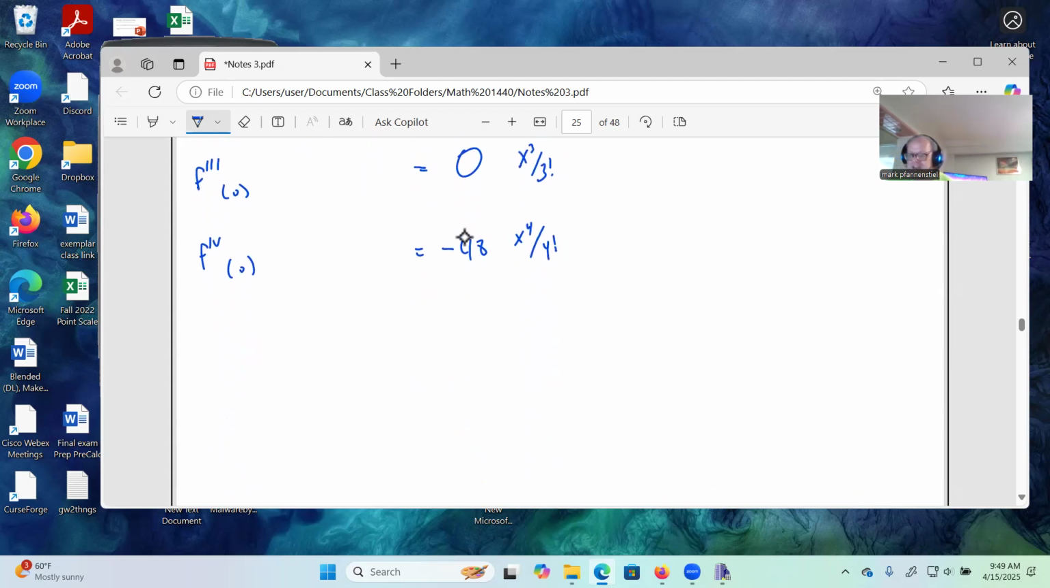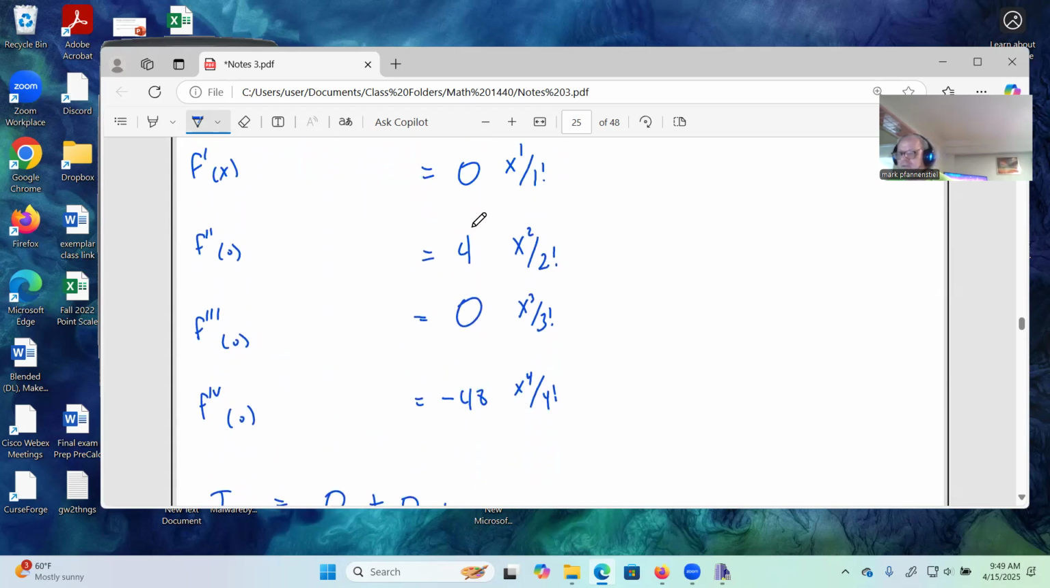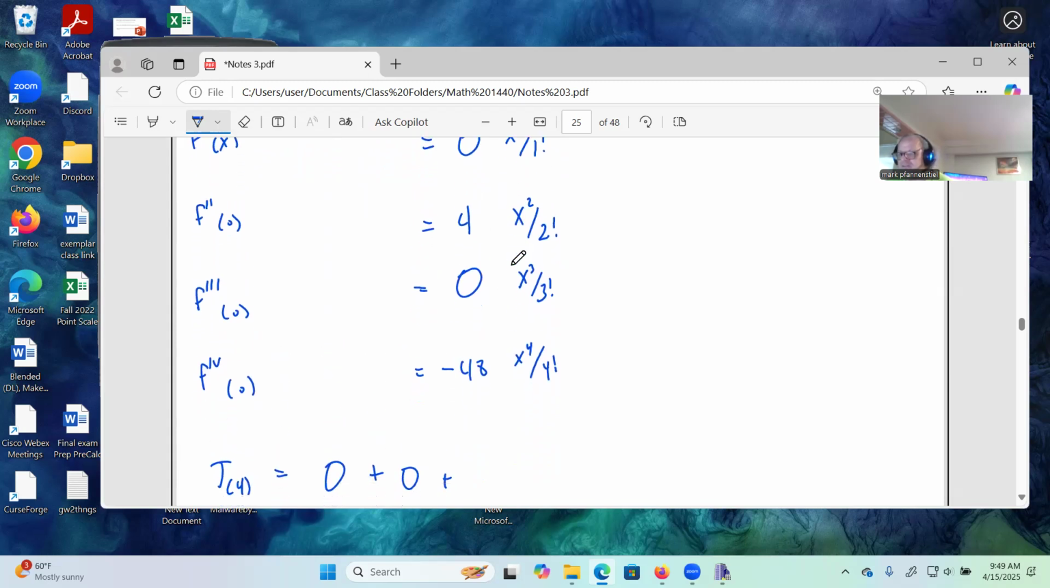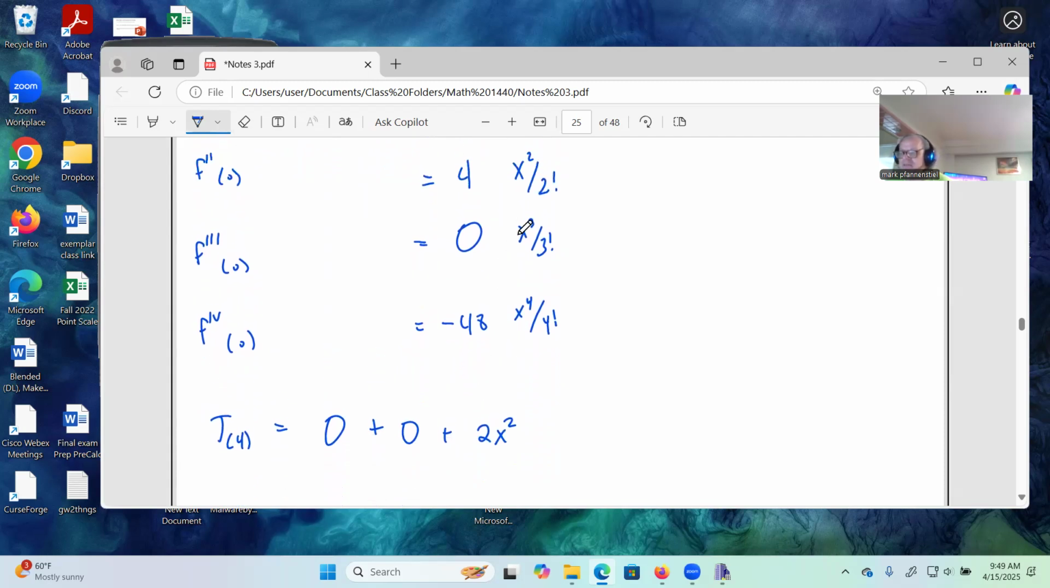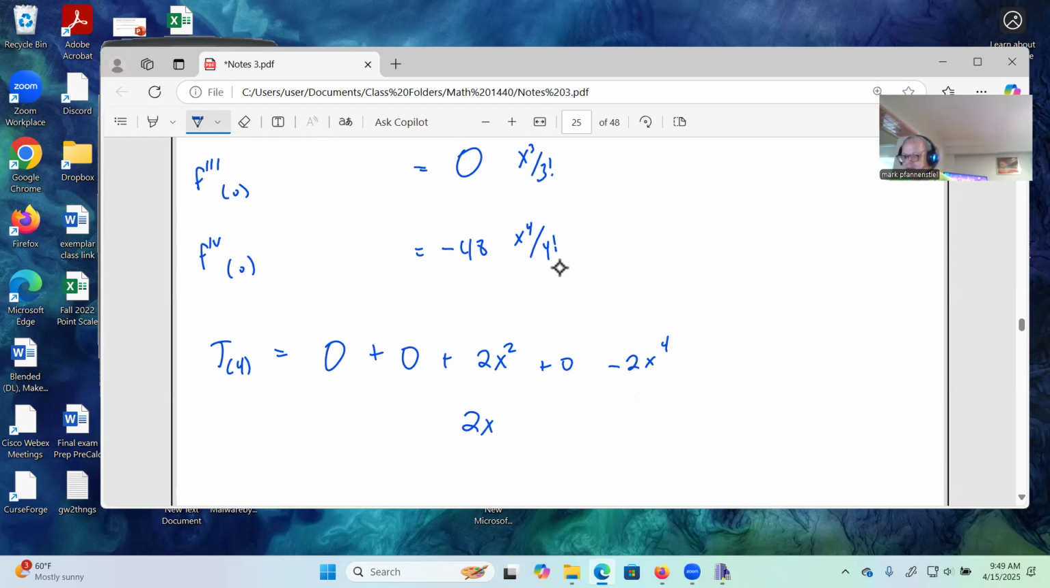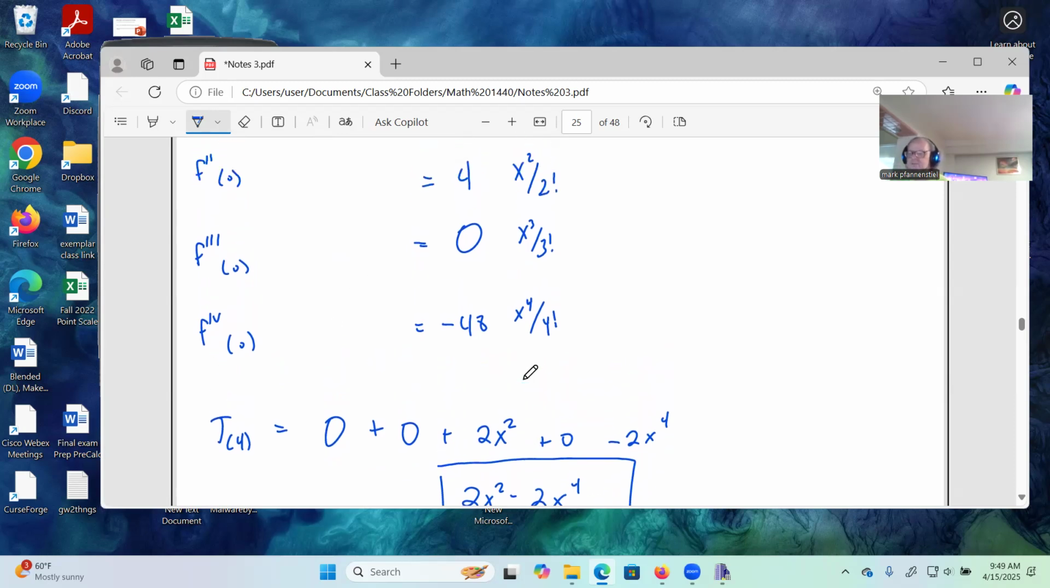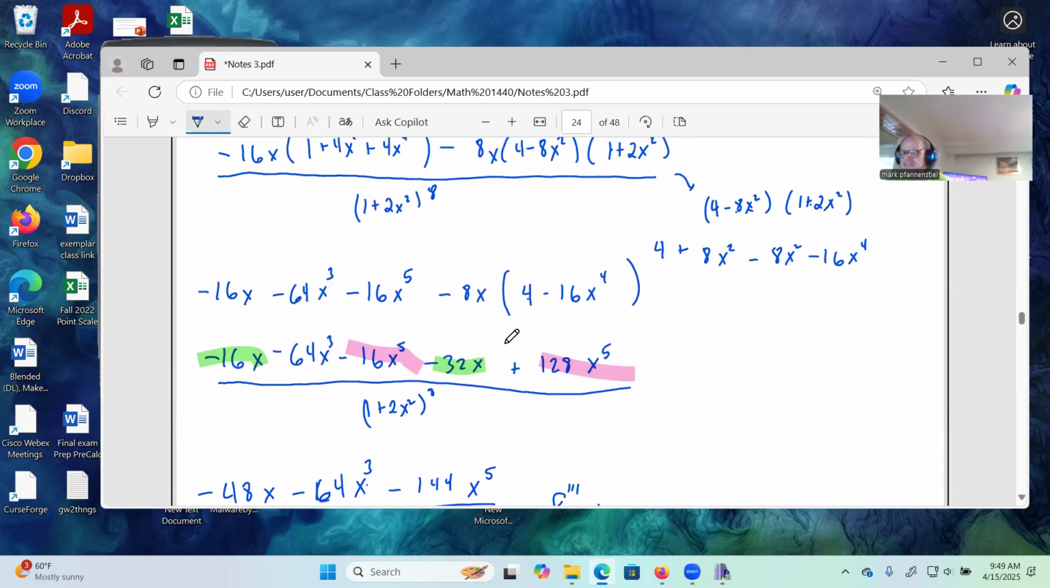So here's my fourth degree Taylor polynomial. We end up with our 0th term plus our first term plus our second term, which is going to be 4 over 2. So we're going to have a 2x squared. We have a third term, which is 0. 48 divided by 24 is going to be 2. So we have a minus 2x to the 4th. And our fourth degree Taylor polynomial is simply 2x squared minus 2x to the 4th. And that's all we really need to do with that, thank goodness. And that's our fourth degree Taylor polynomial to approximate the natural log of 1 plus 2x squared.